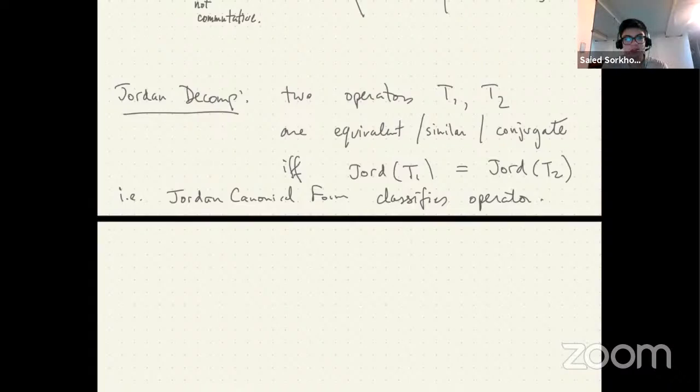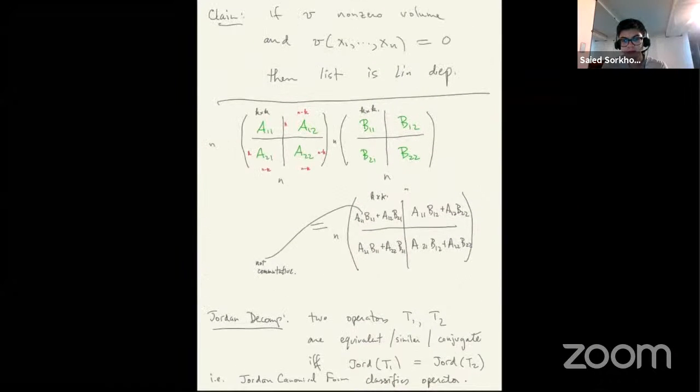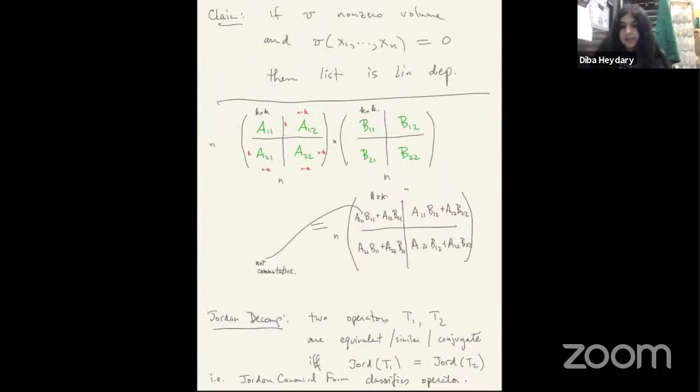All right. So Diba has a question. Yeah, I just want to know why we can't take the determinant of non-square matrices, or can we?